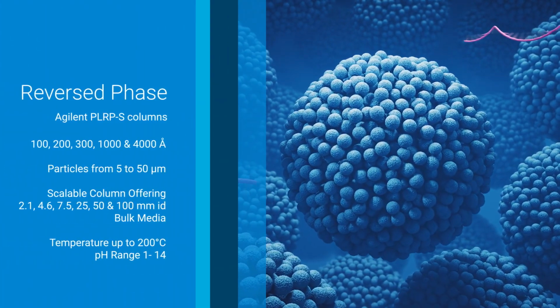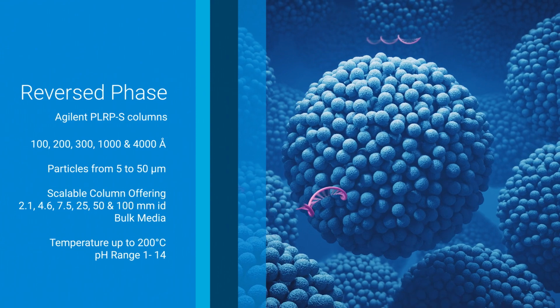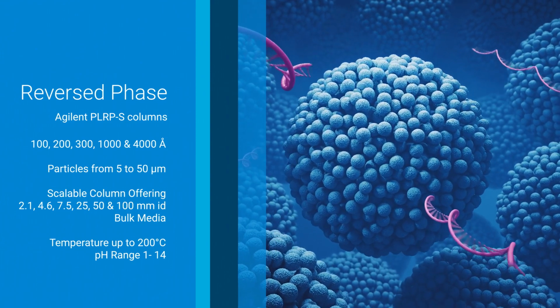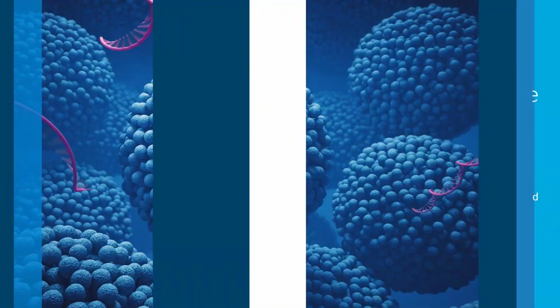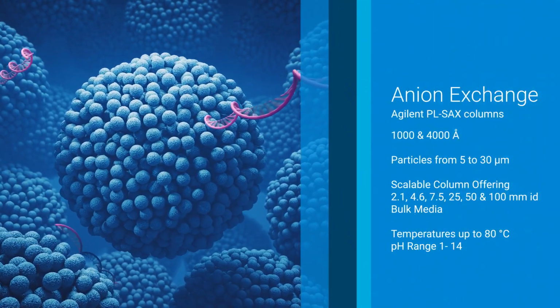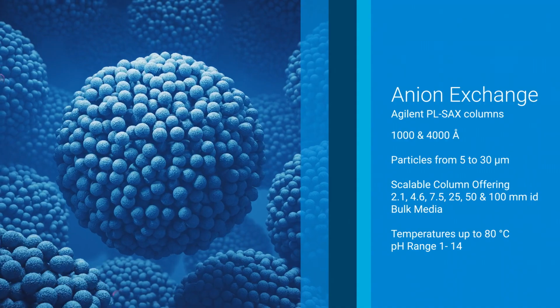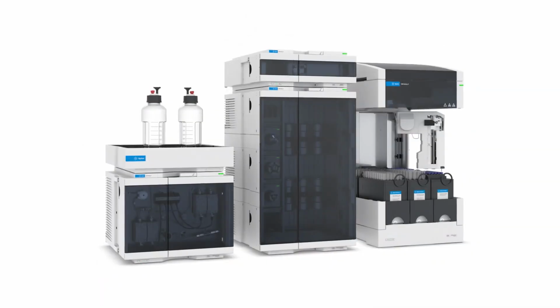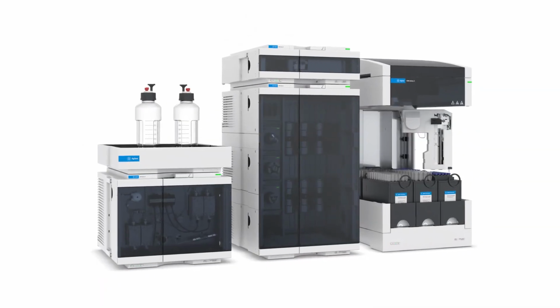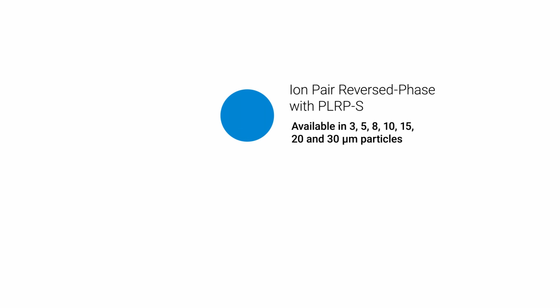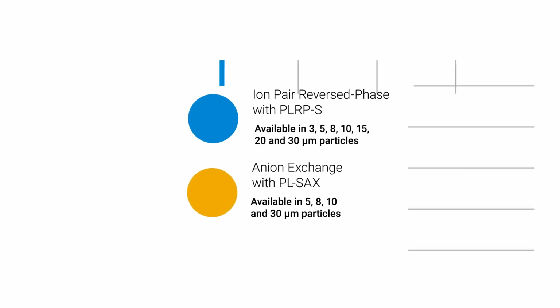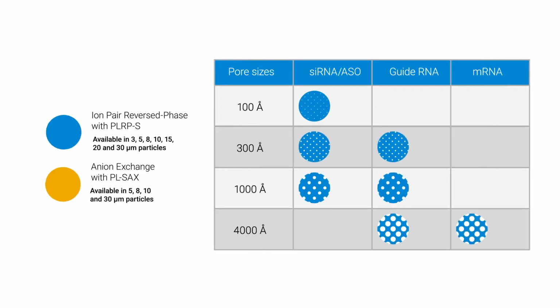Available in two selectivities, Agilent's PLRP-S and PL-SAX totally porous polymeric columns and media provide the high pH, temperature stability, and pore size required for oligonucleotide separations. Coupled with the Agilent 1290 Infinity II preparative LC system, purification with PLRP-S and PL-SAX provides the perfect balance between resolution, binding capacity, and mass transfer.